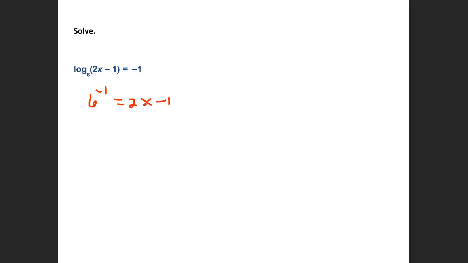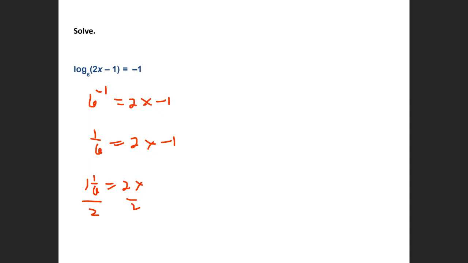Now, it's no longer a logarithmic equation. It's just, can you solve this? I would rewrite 6 to the negative 1 is 1 over 6 is equal to 2x minus 1. If I add 1 to both sides, I end up with 1 and 1/6 equals 2x. Then I divide through by 2. Probably get my calculator out now to get my answer. But that's one of the methods, is if you can't solve the log, just rewrite as an exponent.